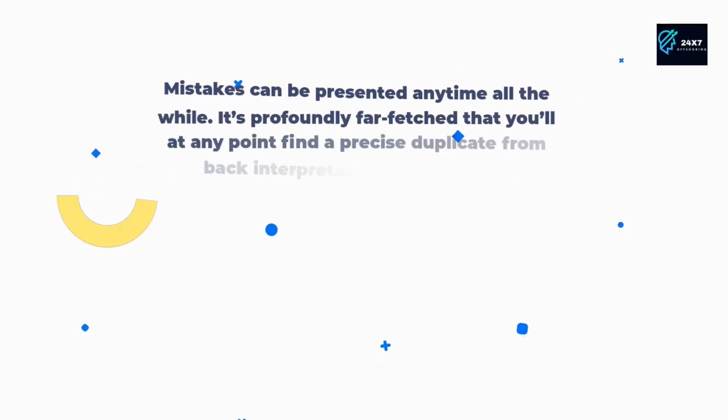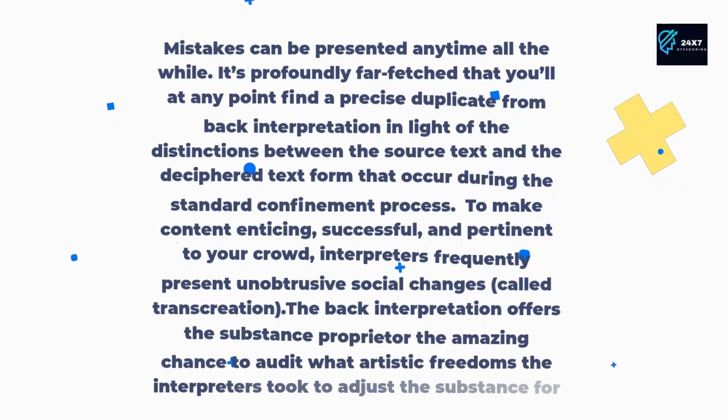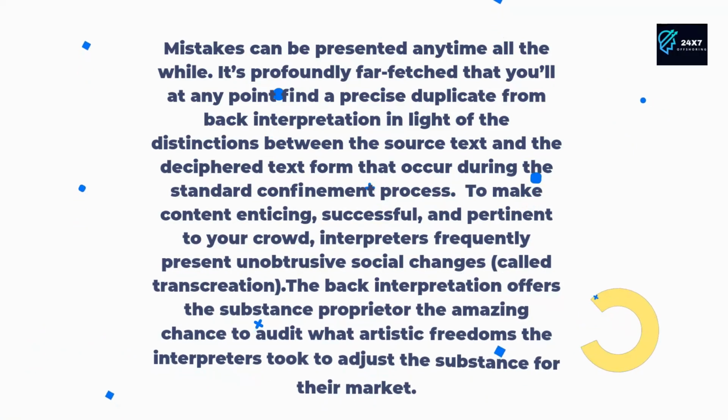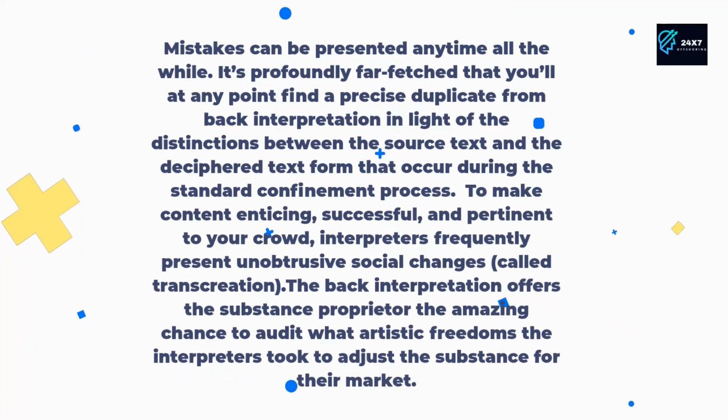Mistakes can be introduced at any point along the way. It's highly unlikely that you'll ever find an exact copy from back interpretation because of the differences between the source text and the translated text version that occur during the standard localization process. To make content appealing, effective, and relevant to your audience, translators often introduce subtle cultural changes, called transcreation. The back interpretation offers the content owner the chance to review what creative liberties the translators took to adapt the content for their market.